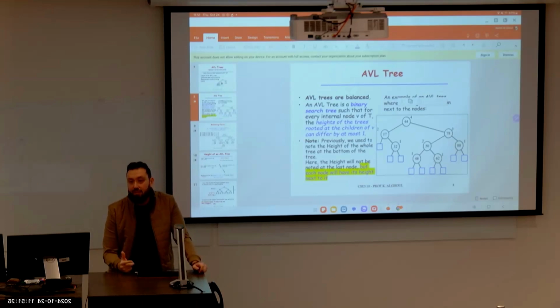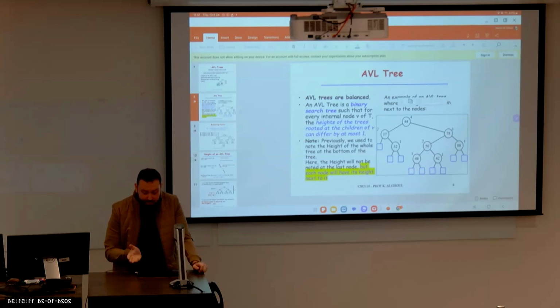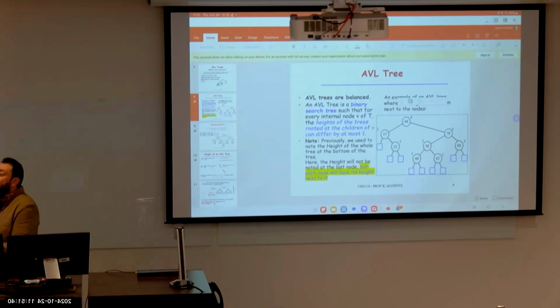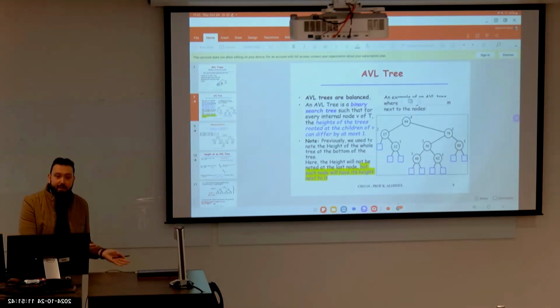Why is 44 not 3? Because if it's the height of the tree, it needs to go with the longest part. So the right is longer than the left. So remember, this is important because when you want to calculate your balancing factor, you're going to depend on this.